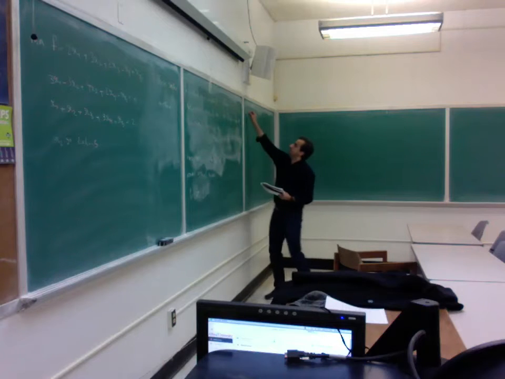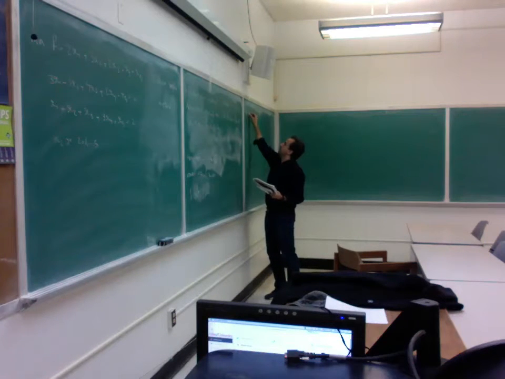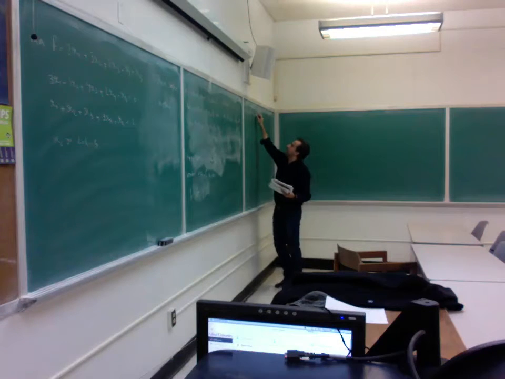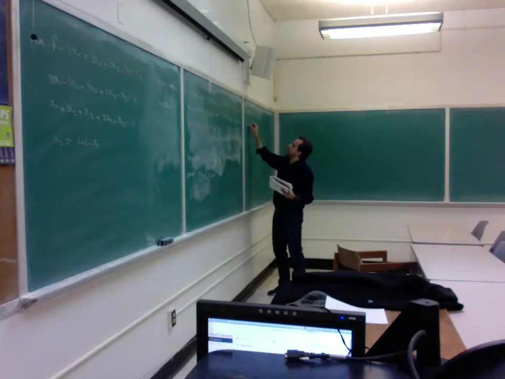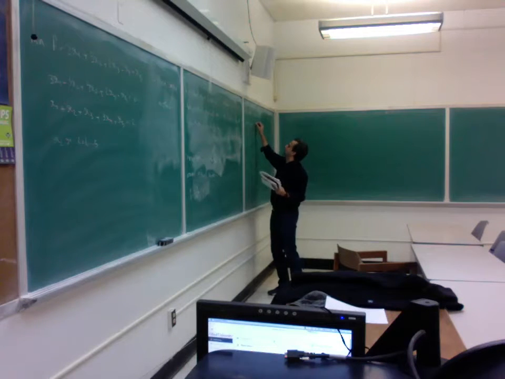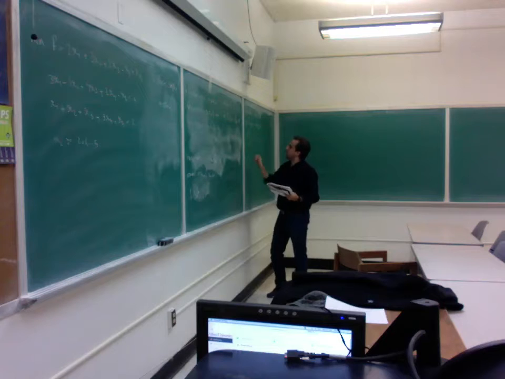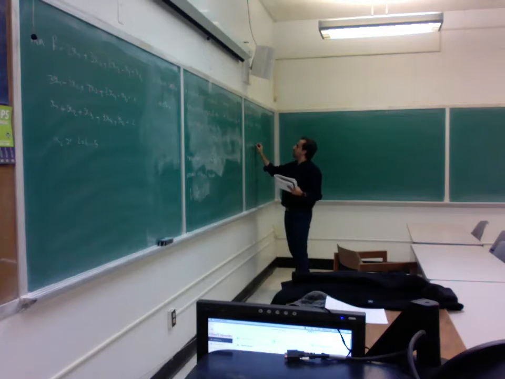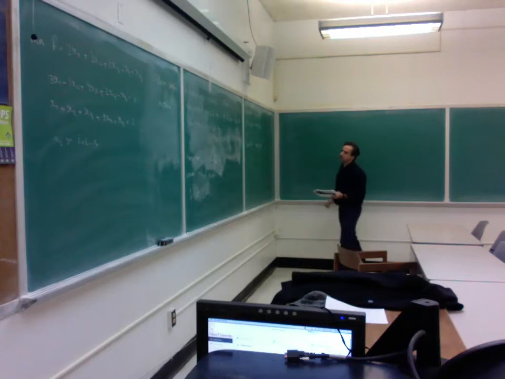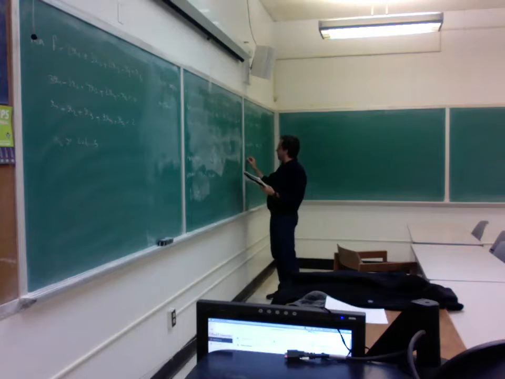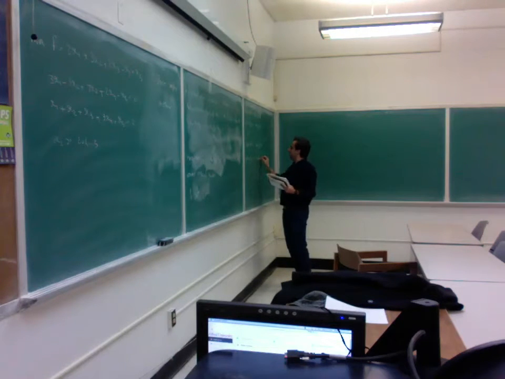So let me rewrite this again. a11 x1 plus a12 x2 plus up to a1n xn plus y1 equals b1. a21 x1 plus a22 x2 plus up to a2n xn plus y2 equals b2, and so on up to am1 x1, am2 x2. These are the constraints, and we have c1 x1 plus c2 x2 plus up to cn xn minus f equals 0.